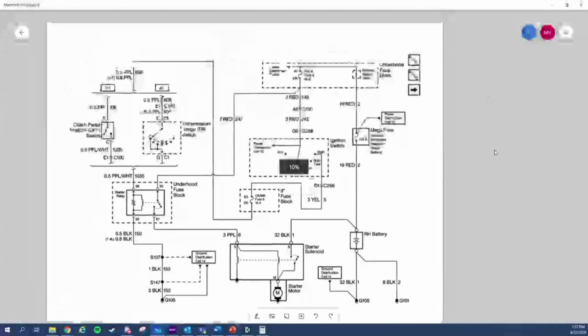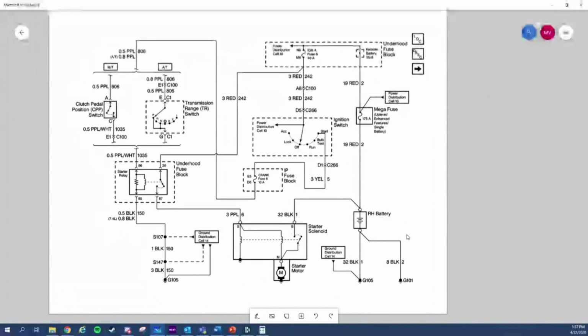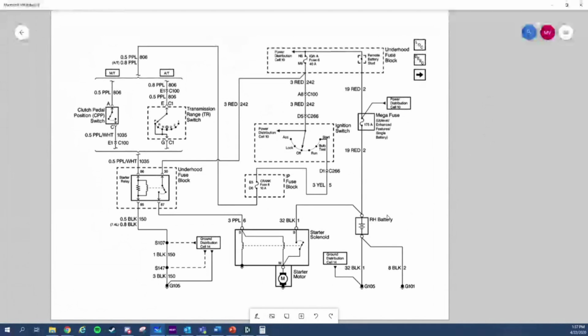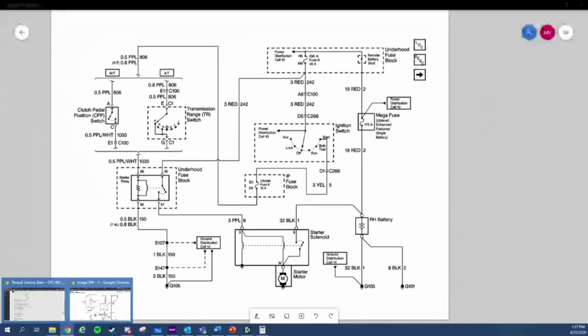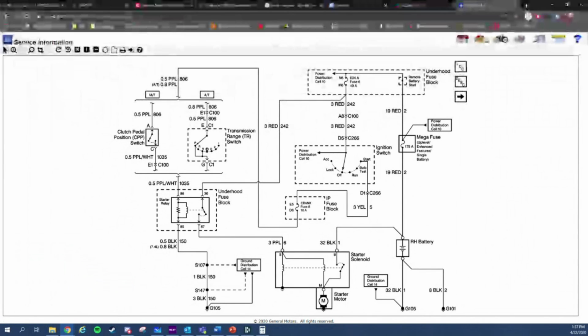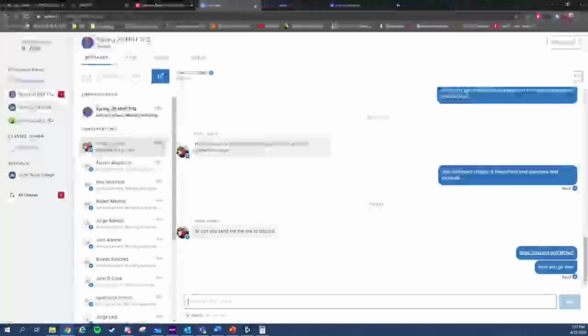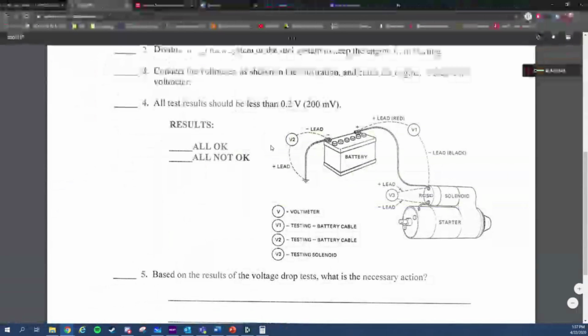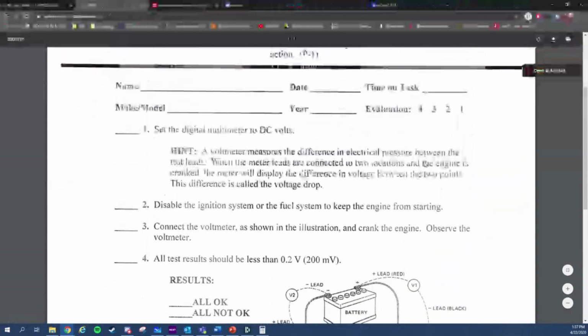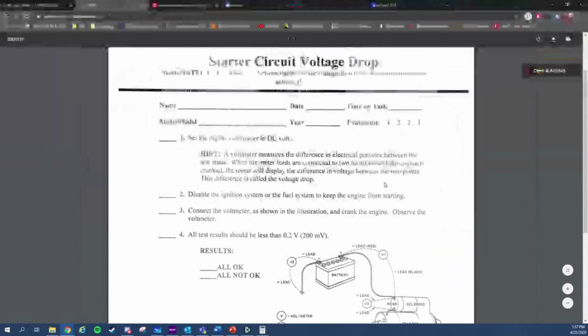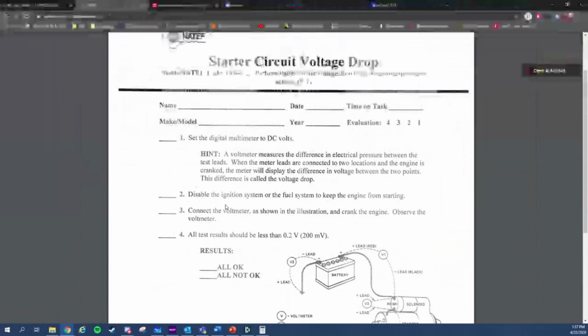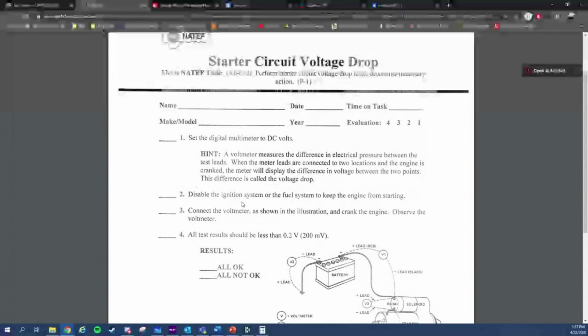All right. So if you look at here, let's go back to our job sheet. Let's say I had you guys in class and I gave you this job sheet and I told you guys, look, we need to do this. So we're working on this job sheet, starter circuit voltage drop. It says disable the ignition system or fuel system to keep the engine from starting. Okay, so let's do this first.